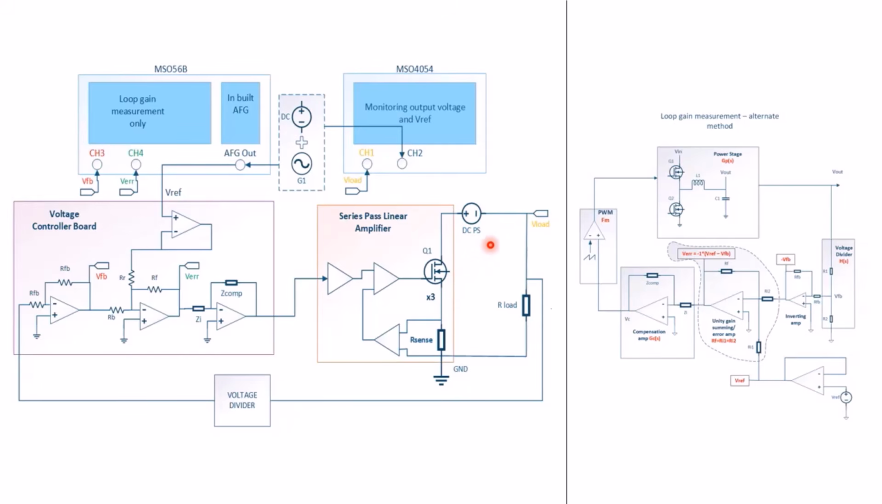So in my system, I sense the output voltage through a voltage divider, which is same as the HS block in my reference diagram. This voltage feedback signal goes into an inverting amplifier with a gain of 1, and I get an inverted V feedback signal, which is also what I have in my reference diagram here.